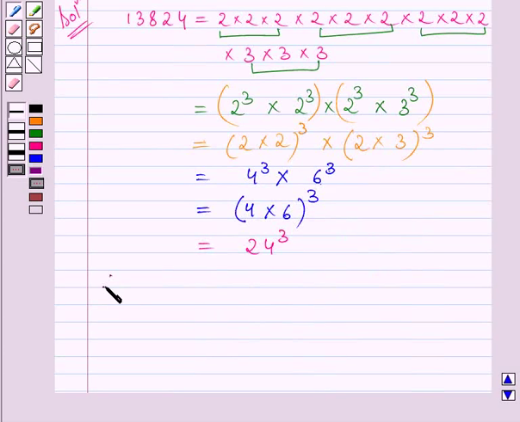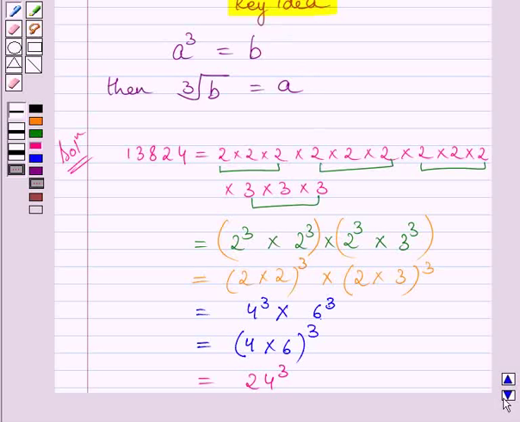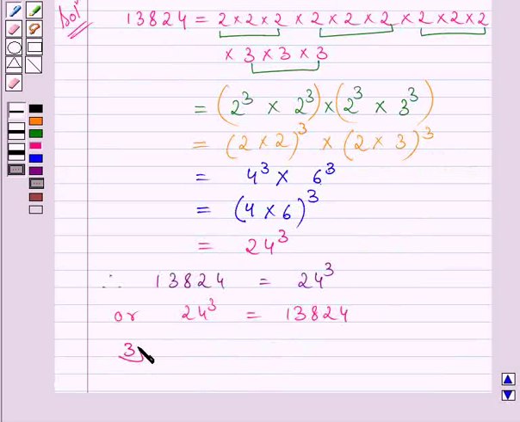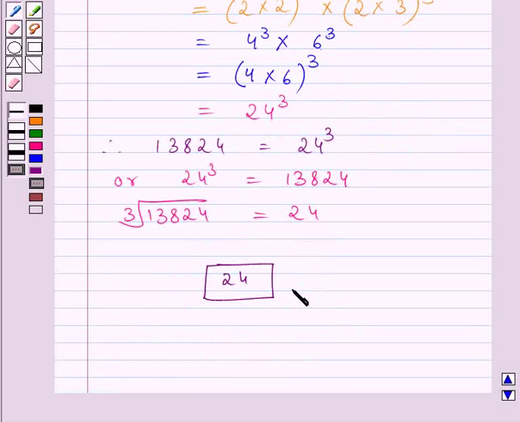Now we get 13824 is equal to 24 raised to the power 3. Or we can write 24 cube is equal to 13824. Now using key idea, we get cube root of 13824 is equal to 24. From key idea, we know that if a cube is equal to b, then cube root of b is equal to a. So, this is our required answer.